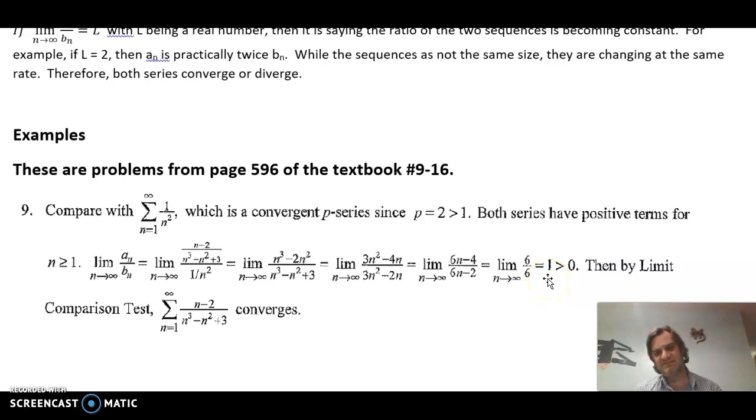So they might not have the same sum because they didn't have the same terms starting out, but eventually they look very similar. So that means they're both getting small eventually. So this is a real number, it's 1. We know the denominator converges, B converges. So that forces A to converge here. Okay.